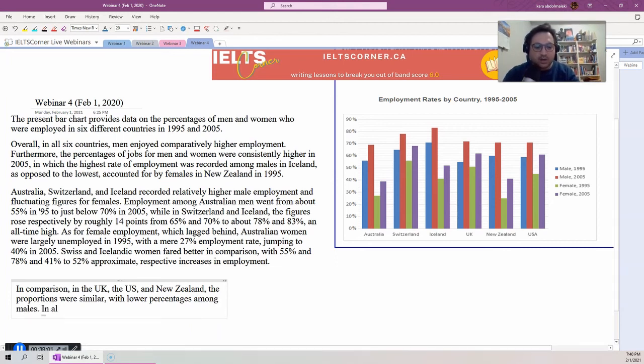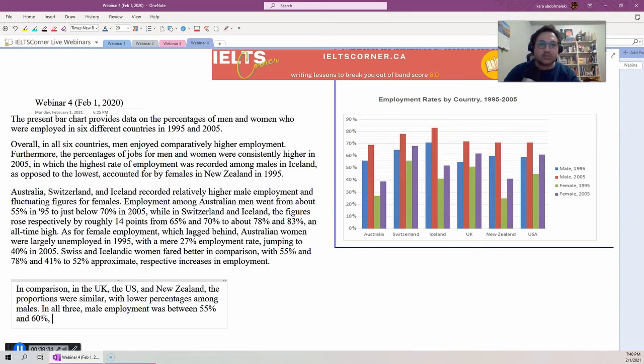Now, in all three, now when I say in all three, I'm referring to in all three countries, so I don't have to repeat. And that's the kind of cohesion that will get you band score 9. A band score 9 cohesion is a kind of cohesion that does not attract attention. Okay? Male employment was between 55 and 60.